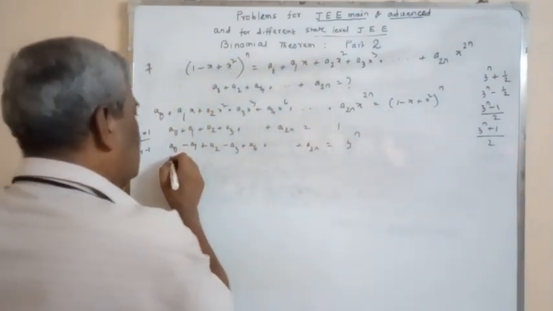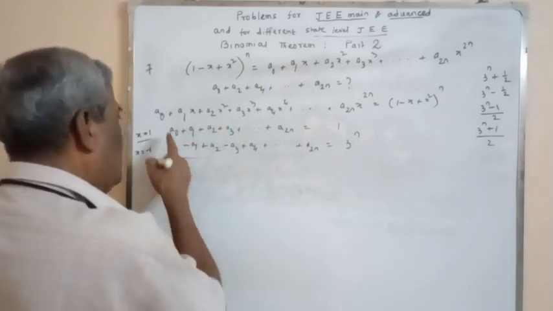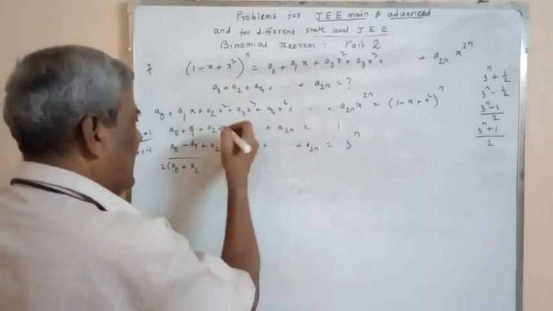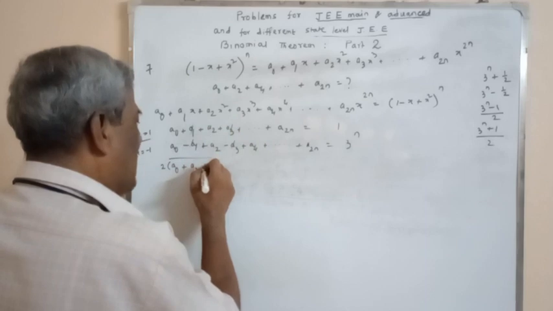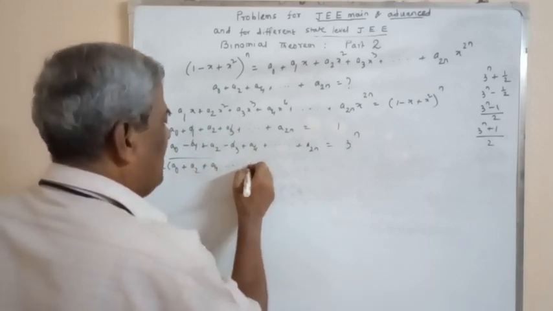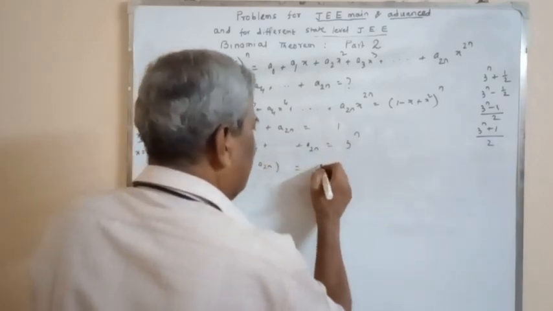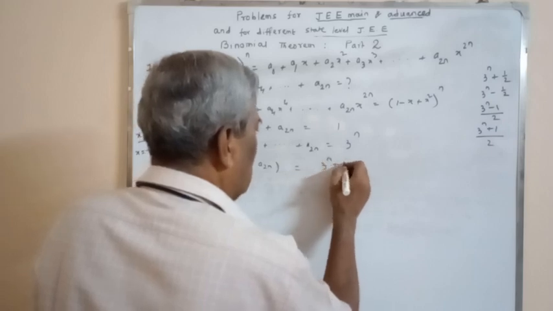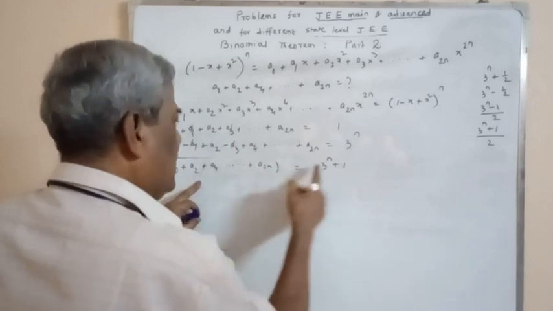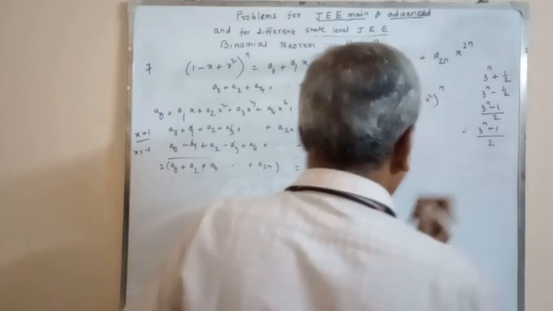Now add these two. It is 2 times (a0, this and that, this cancels, plus a2, a3 will be cancelled, plus a4), that is all even coefficients up to a2n, is equal to this plus that, that is 3 to the power n plus 1. So the sum of even coefficients is equal to this divided by 2. So this option is correct.